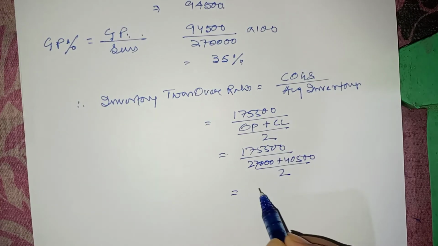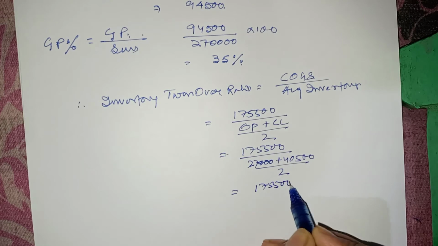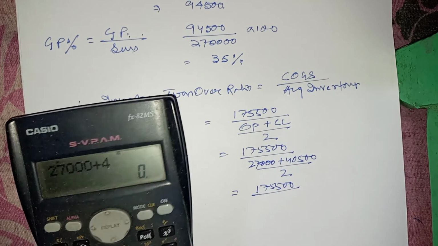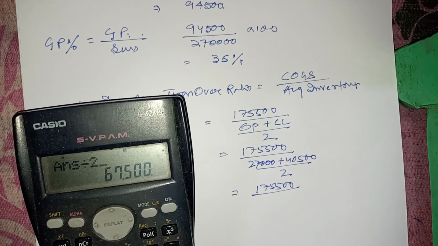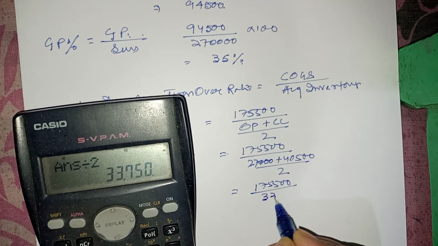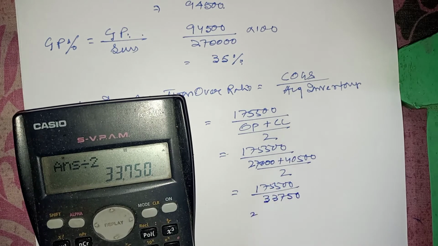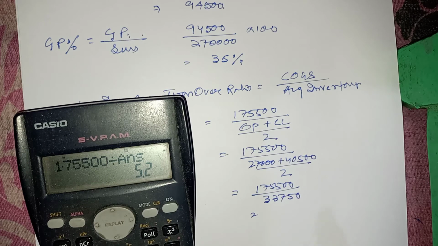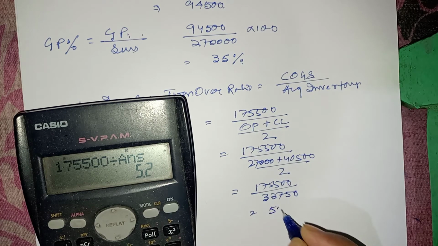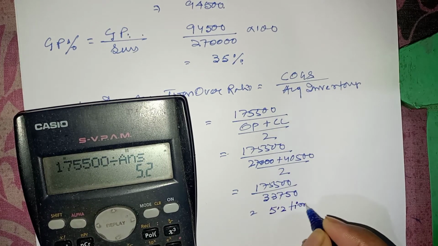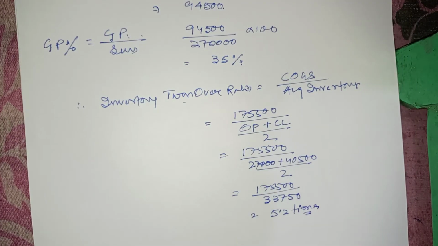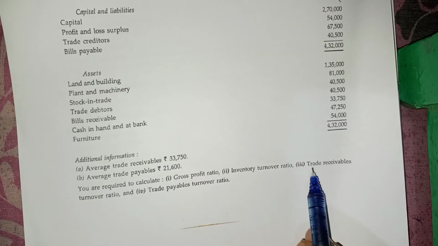Okay. Now 1,75,500 divided by 27,000 plus 40,500 divided by 2, that is 33,750. So 1,75,500 divided by 33,750 equals 5.2 times. Anything that comes with turnover, we quote it as times. Now the inventory turnover ratio is complete.